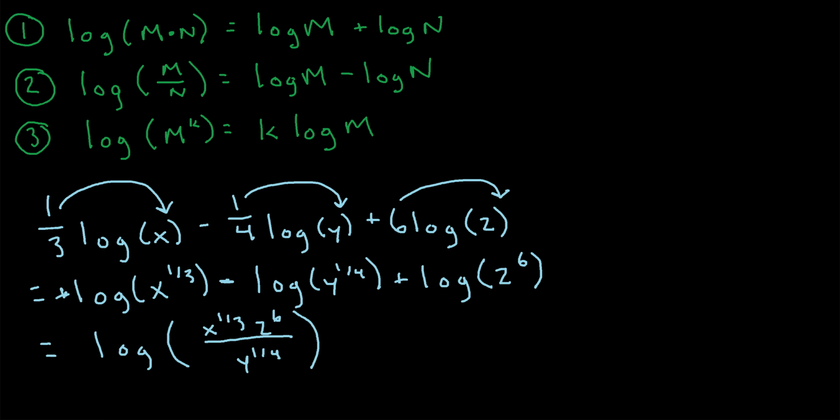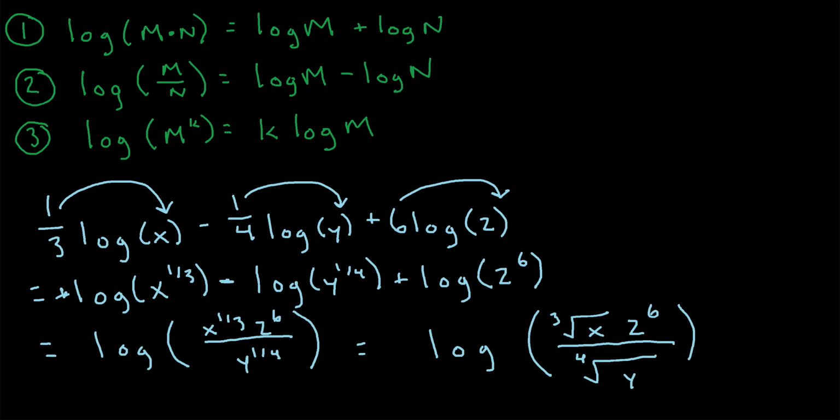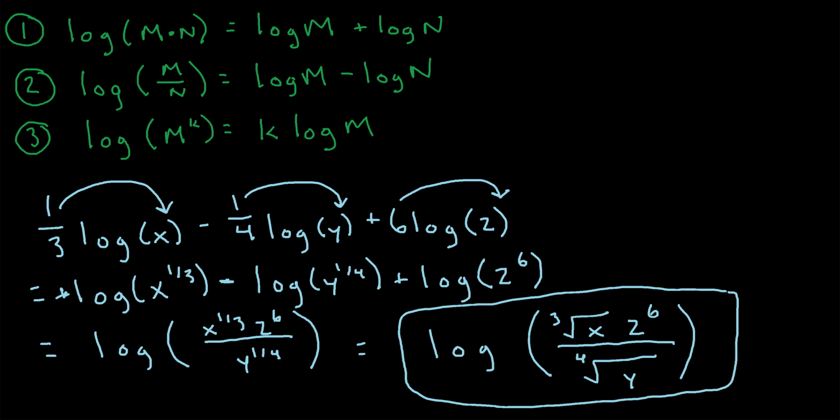Our last step is we just want to rewrite any of these terms that have fractions as exponents. So we want to write our final answer as log of, instead of x to the 1/3, we can say the cube root of x times z to the 6th. And instead of writing y to the 1/4, we want to say the 4th root of y, like that. So this will be our final answer. That is how we can condense the initial expression.